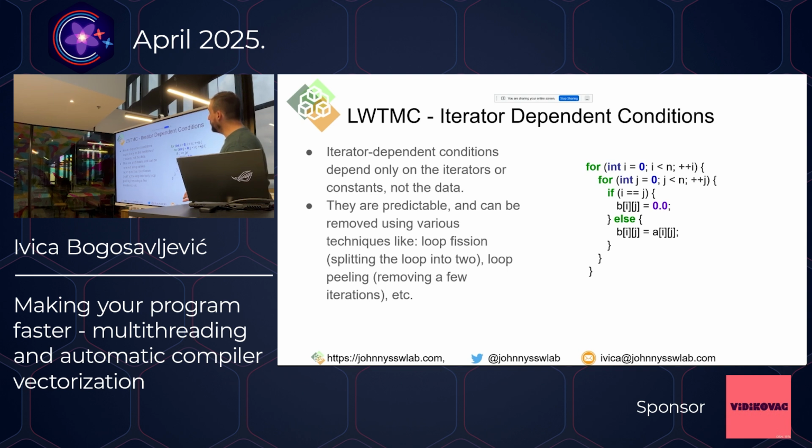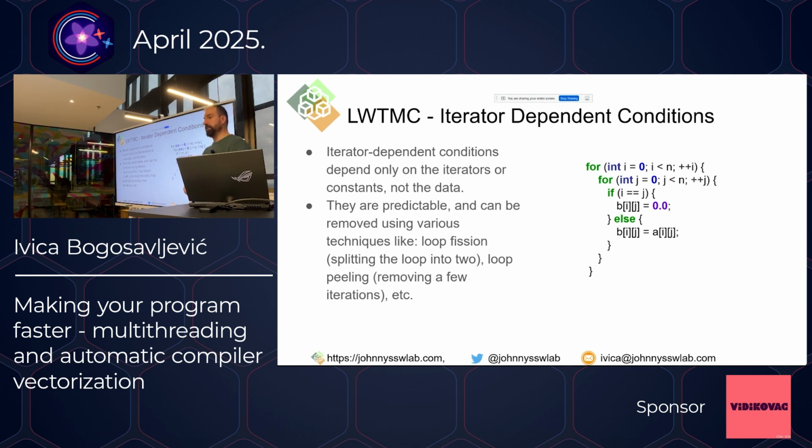The second type of conditions are called iterator-dependent conditions, because they depend only on the iterator. Look at this loop here. It has i and j, and if i equals j, then do something, else do something else. So this condition depends only on i and j. It doesn't depend on the data, and this condition is predictable. If this is a matrix, it will apply only to the diagonal of the matrix. If i equals j, we are on the diagonal, and everywhere else it will be the other case. And when you know that, you can remove this condition.